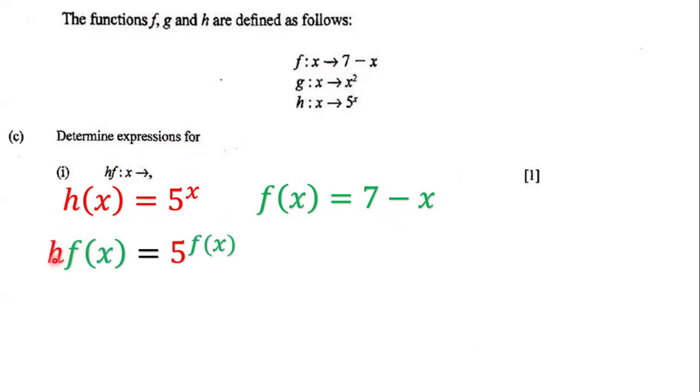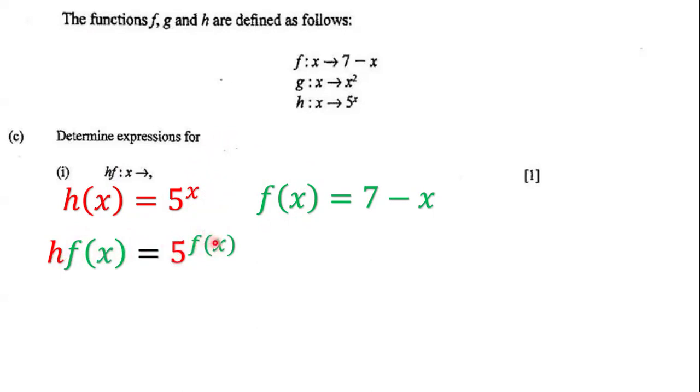So h of f of x is equal to, wherever we see x here, instead of putting x, we're going to put f of x, because we're putting the function inside of this next function. So we're taking this baby function, we're putting it inside of the parent function. So again, wherever we see x, we have to put f of x. And so h of f of x is equal to 5 to the power of f of x.